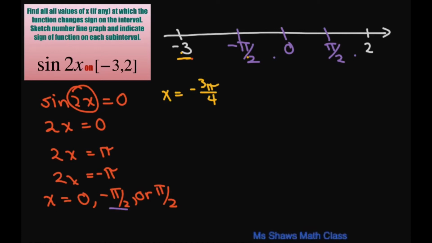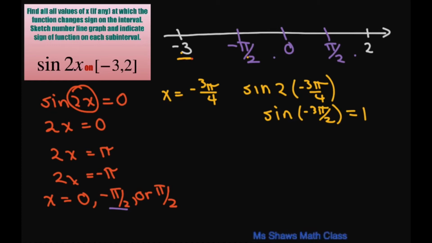So that's going to be sine of -3 pi divided by 4. Remember, that's going clockwise. So it's sine of 2 times -3 pi divided by 4. This is really sine of -3 pi divided by 2, which is really like pi divided by 2. So that equals 1. That means this is going to be positive in this subinterval.